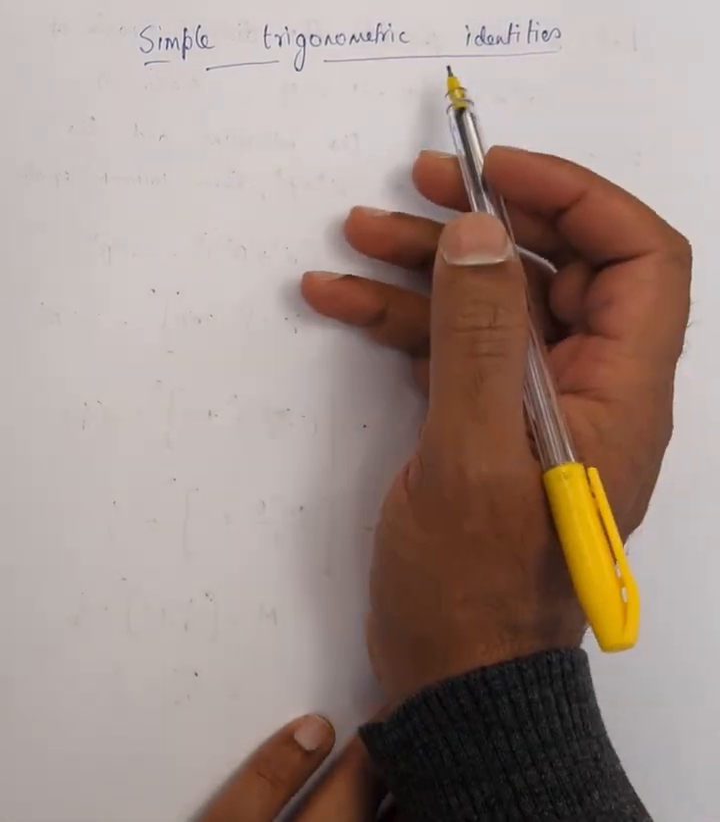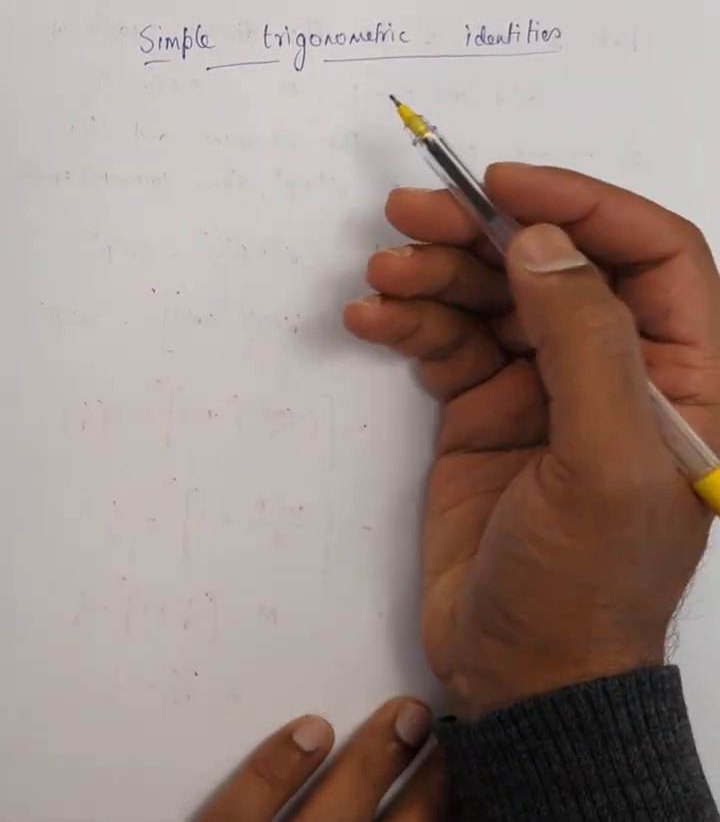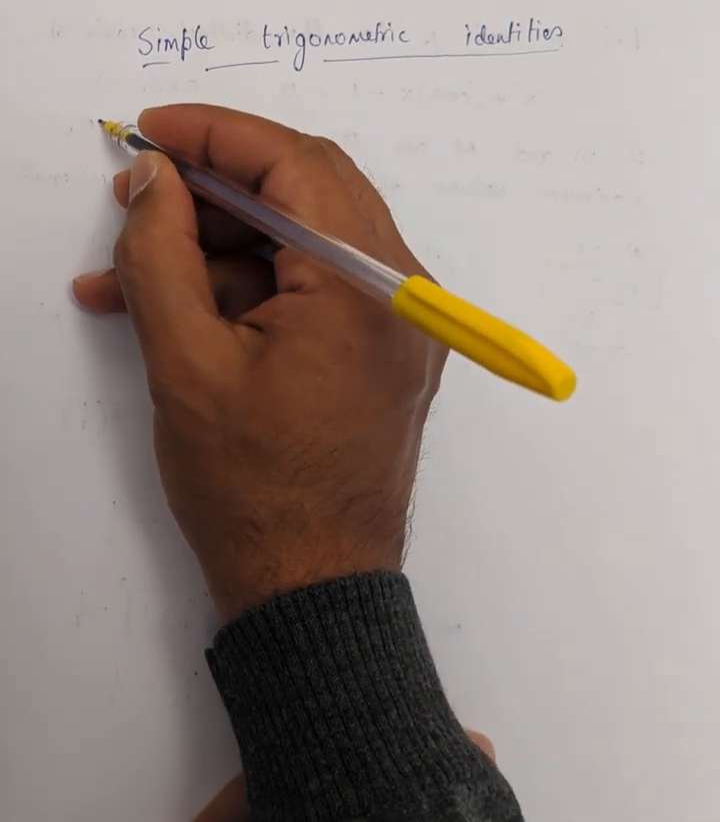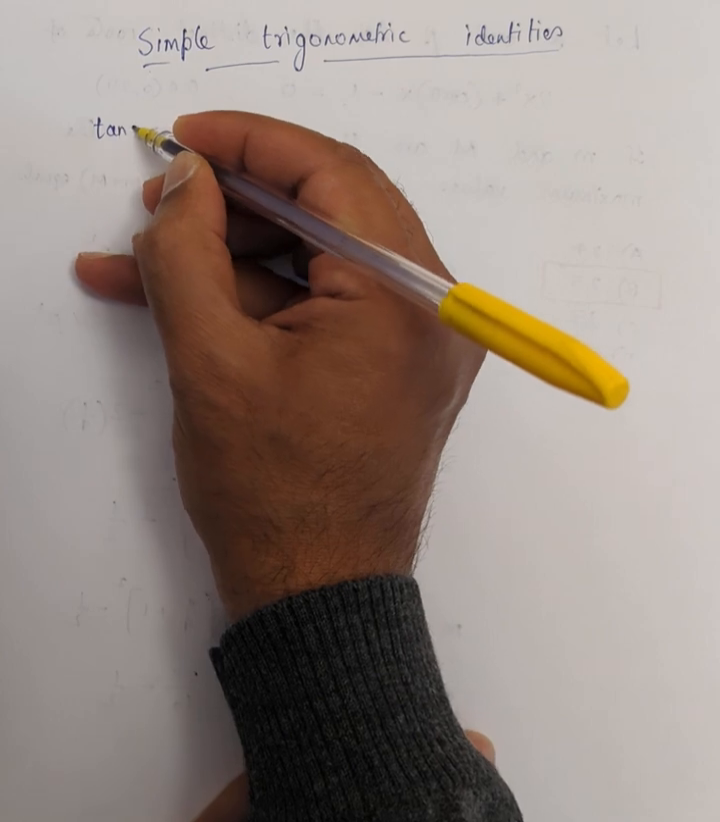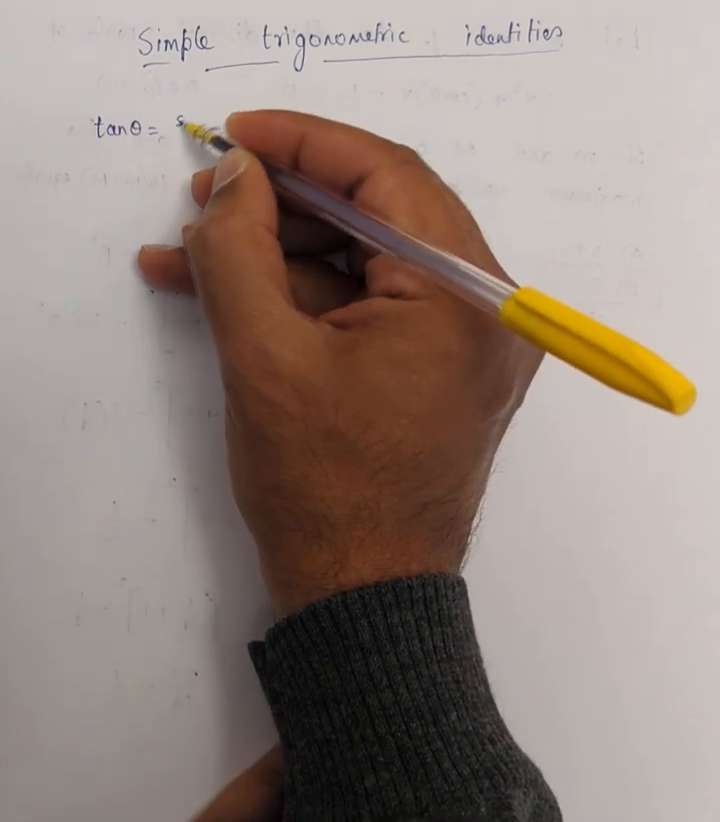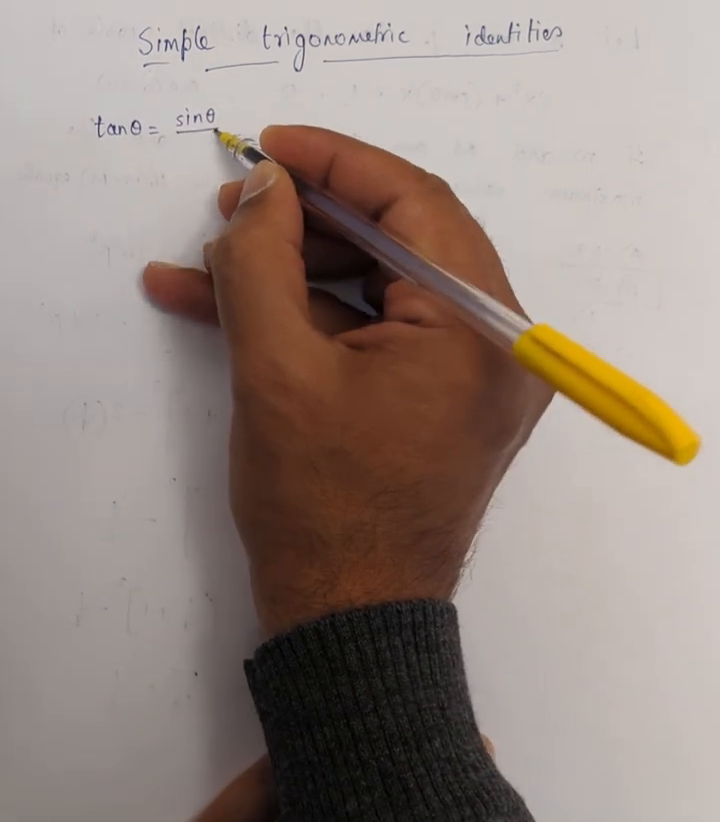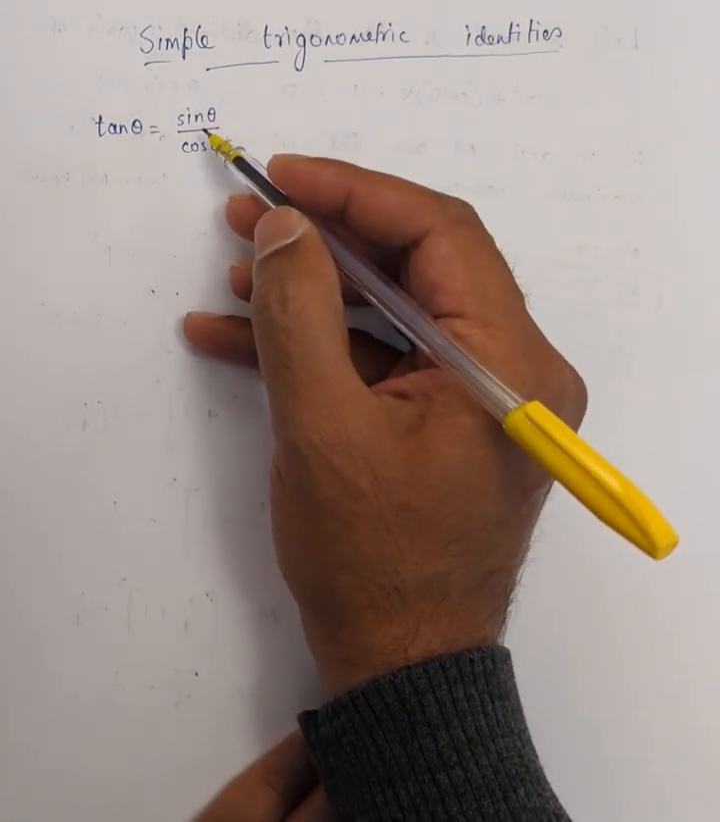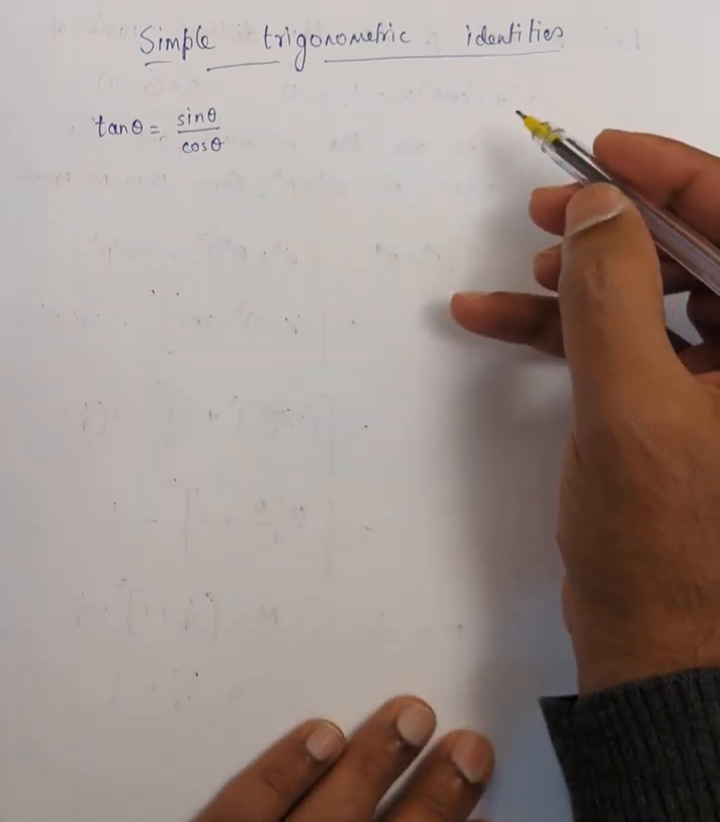Trigonometry has a lot of identities. To master them, we start simple. The first identity that I can think of is this: tan theta is equal to sine theta over cos theta. And why is that? It's just the way tan theta is defined.